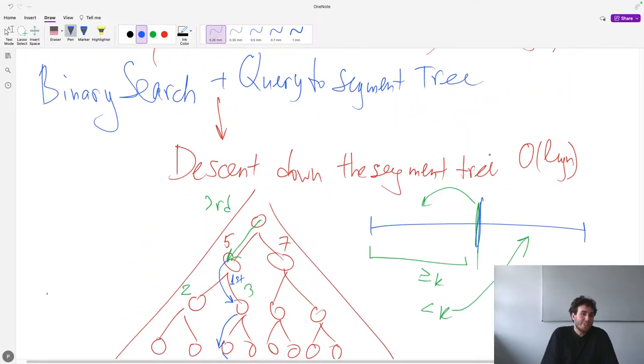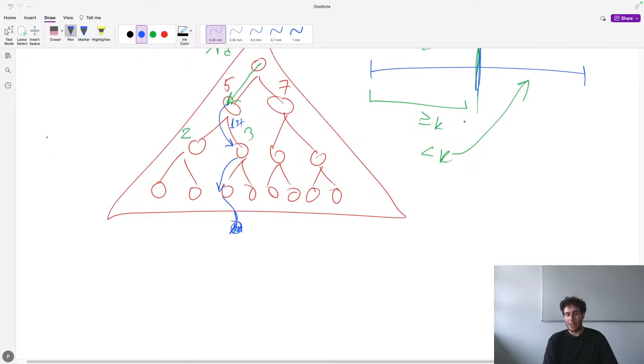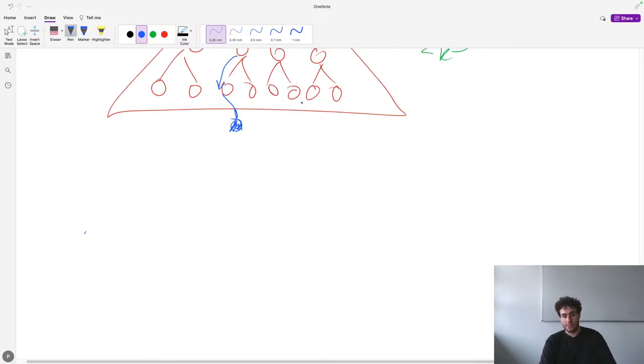And because your segment tree already contains this idea of binary search inside it, there's no need to have binary search and segment trees separately. You can just do this descent down the segment tree. So how are we going to do it in our case, when it's not the whole array that we're finding the kth one in, but a segment?